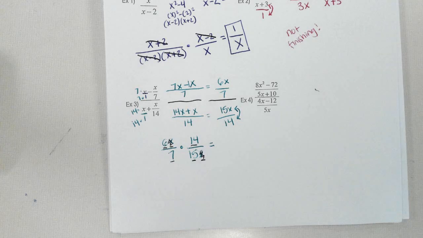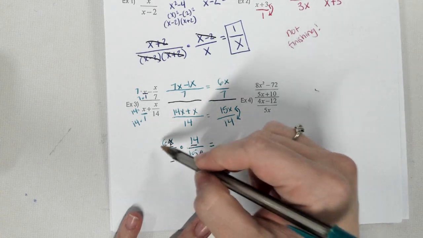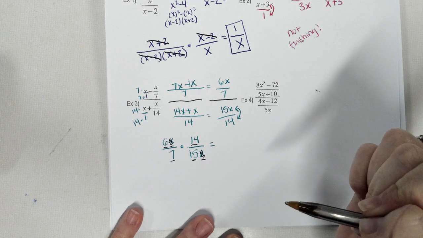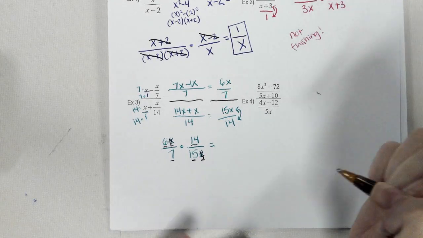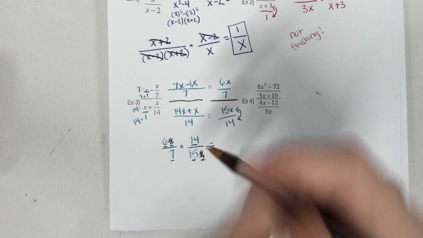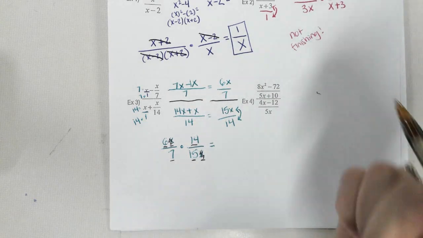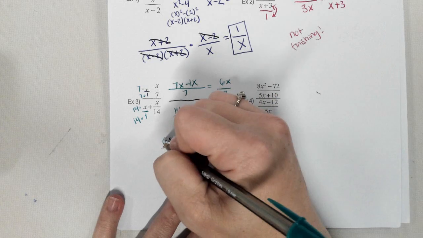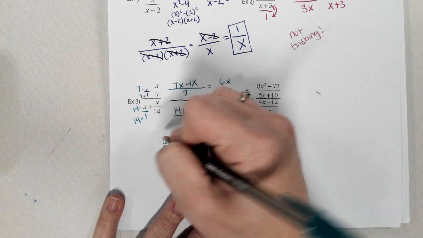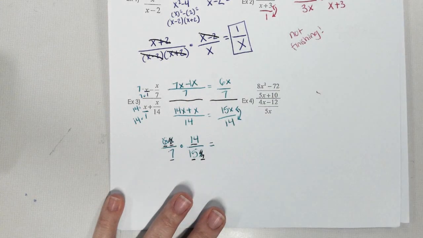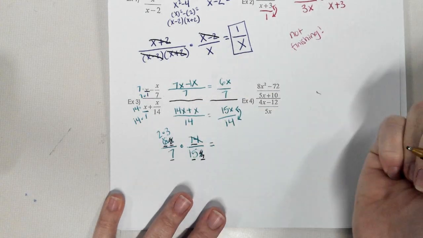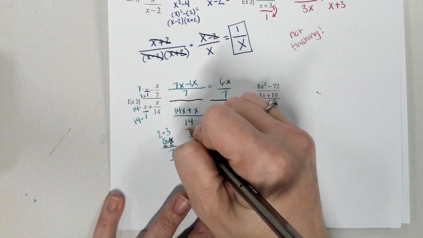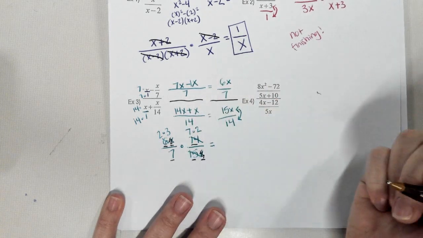Okay? Now, you could type this in your calculator, 6 times 14 over 7 times 15. I'm also going to show you a way to simplify on your own. Sometimes in college they don't let you use the TI-84s. So I want you to realize that 6 is the same thing as what? What multiplies to give you 6? 2 and 3. So 2 times 3. 14 is the same as what? 7 and 2. 15 is the same as what?